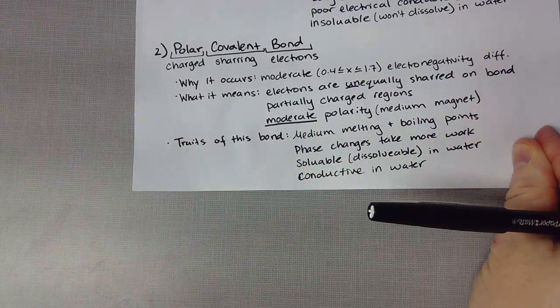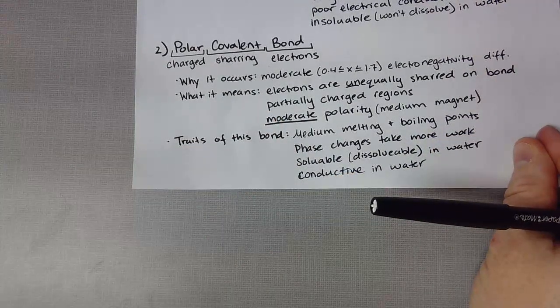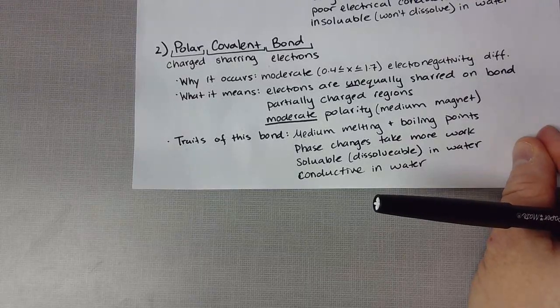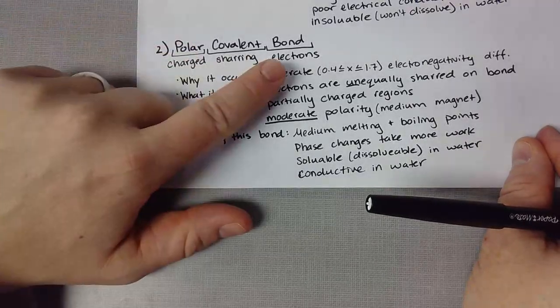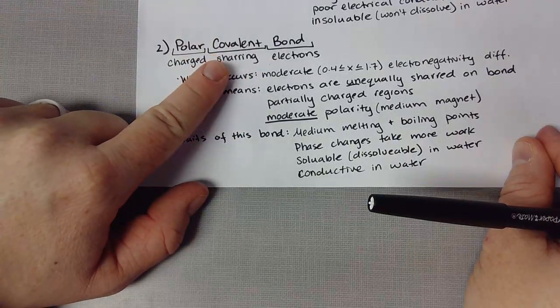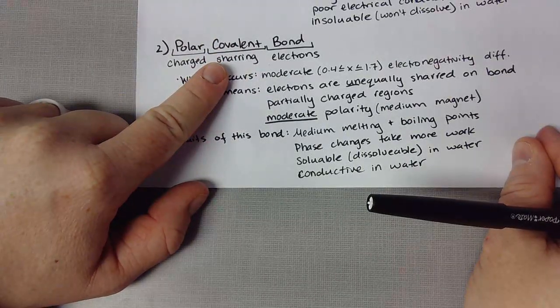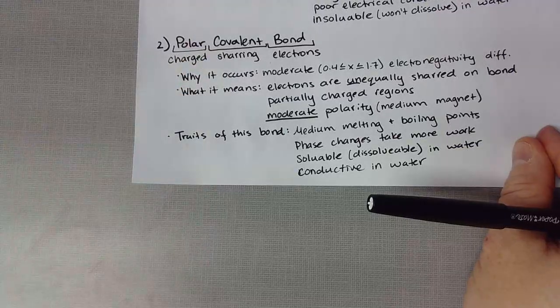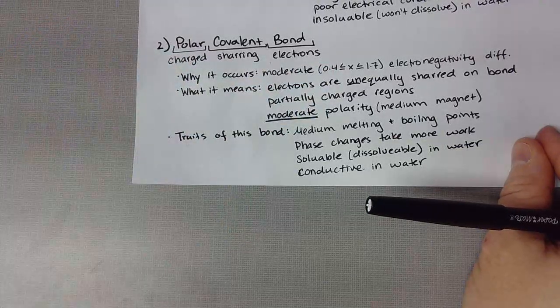So all the same traits we had above, but a little bit more extreme because our bond is a little bit more extreme. We're still looking at electrons, but now instead of equally sharing electrons, we are unequally sharing those electrons.